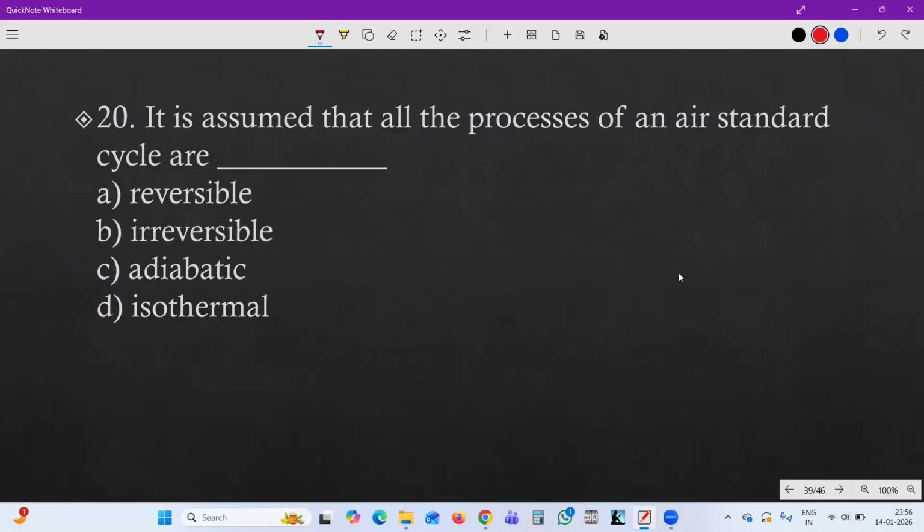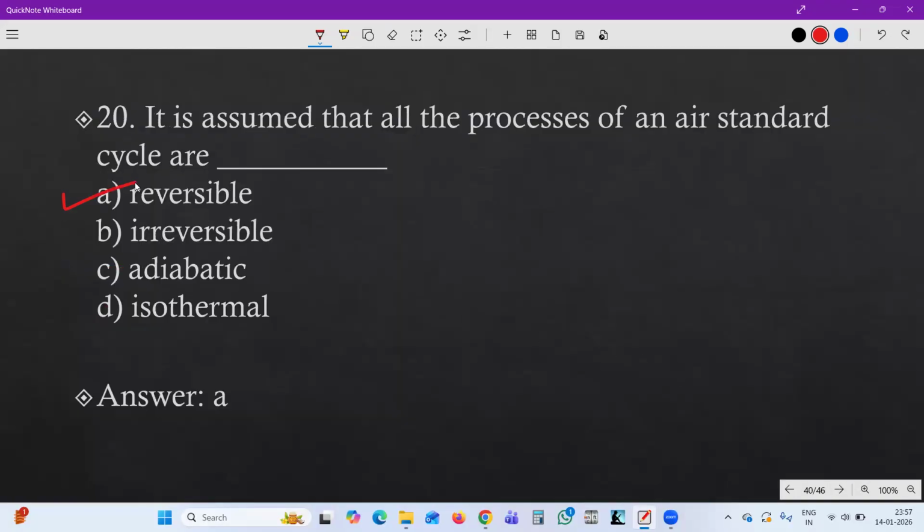20. It is assumed that all processes of an air standard cycle are: reversible, irreversible, adiabatic, or isothermal. So all processes for an air standard cycle, let's see the answer. It is reversible. It is assumed, it is not actual. The processes of air standard cycles are reversible.